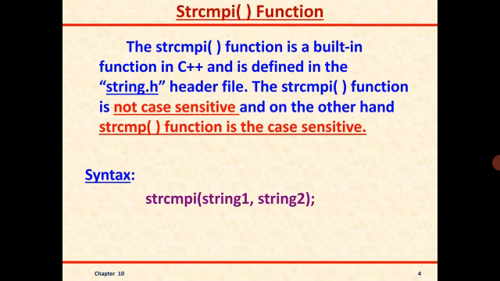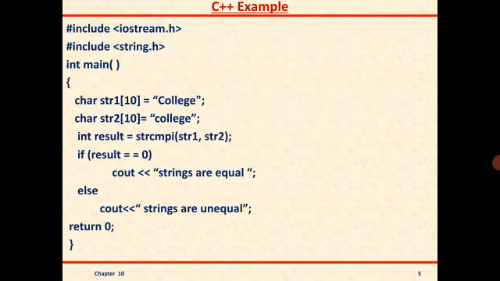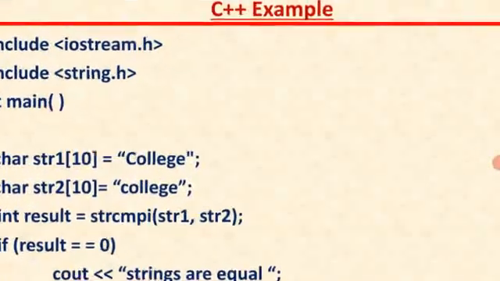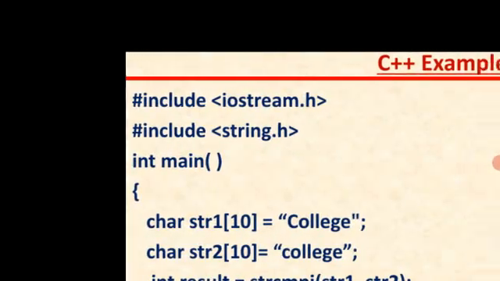It will not differentiate between them. The syntax is given here: strcmpi in the bracket string 1 comma string 2. So students, one major difference between string compare and string compare I is that string compare is case sensitive in nature, while string compare I is not case sensitive in nature. Now students, let us understand this concept with the help of one C++ programming example.